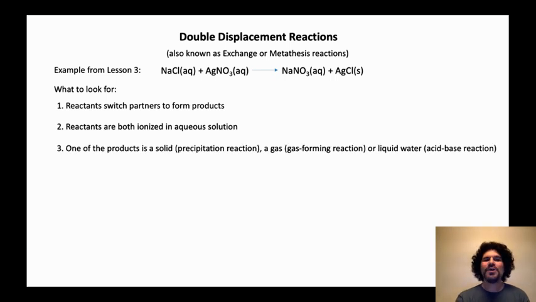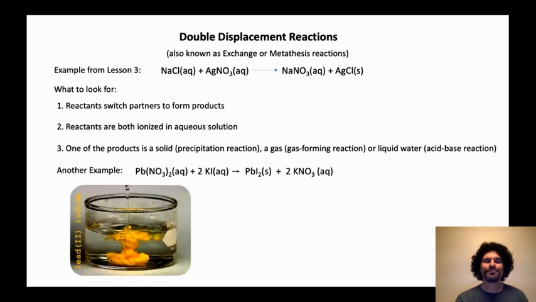And then finally, when we're looking at the products, one of the products is usually going to be a solid, therefore it would be called a precipitation reaction, a gas, in which case it would be called a gas-forming reaction, or liquid water, which is actually one of the products of an acid-base reaction. Gas-forming reactions don't have to be double displacement. They can actually be several classifications of reactions, but precipitation reactions and acid-base reactions are two of the important examples of double displacement reactions that we're going to look at.